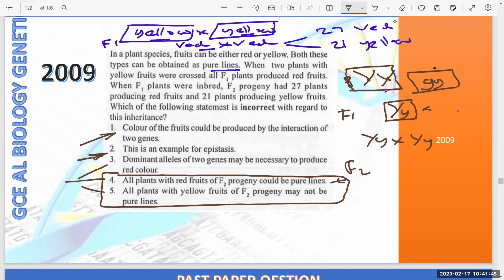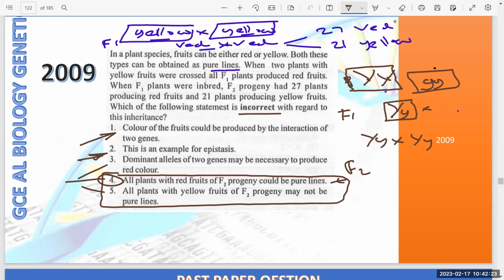And also when we have an F1, F2 breeding experiment, it's hard again to obtain pure lines because of the mixing of these alleles. So we can take the fourth one as the answer. All plants with red fruits of F2 could be a pure line, because it's incorrect. It might be incorrect. There is a very small chance of having pure lines when we are crossing many generations.